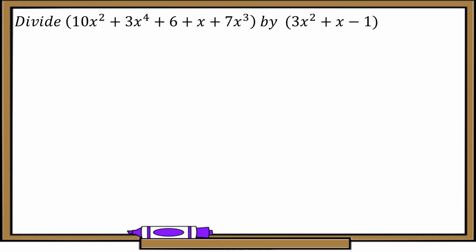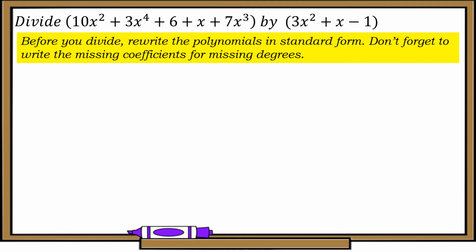Another example. Divide 10x squared plus 3x to the fourth plus 6 plus x plus 7x cubed by 3x squared plus x minus 1. You don't divide right away. Before you divide, you will arrange first. Before you divide, rewrite the polynomials in standard form. That means, arrange the polynomial in descending powers of x. So, don't forget to write the missing coefficients for missing degrees.